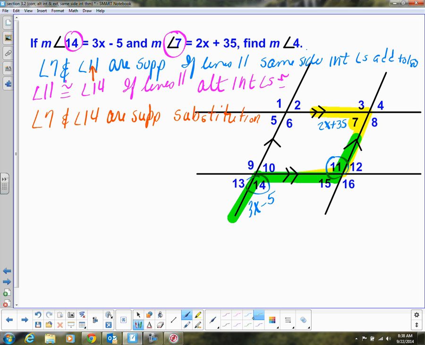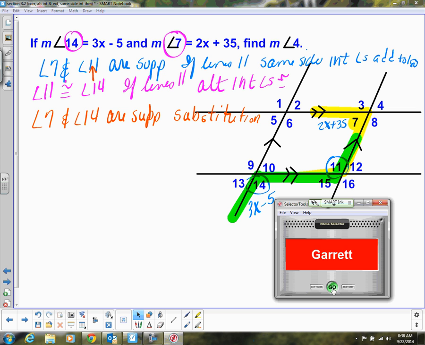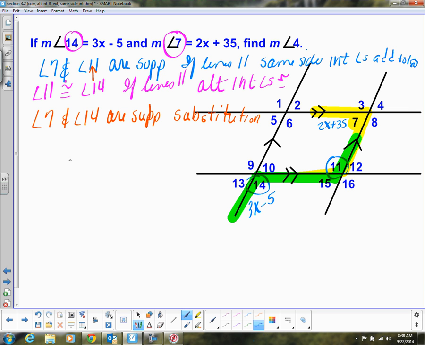Okay? It's not going to be as obvious as last night. So now what are we going to do? So if they're supplementary, I need to write an equation. What equation will I be writing? Actually, Garrett, what equation will you be writing? Yes. Excellent. And he based that on the fact that they were supplementary. We've got 5x plus 30.